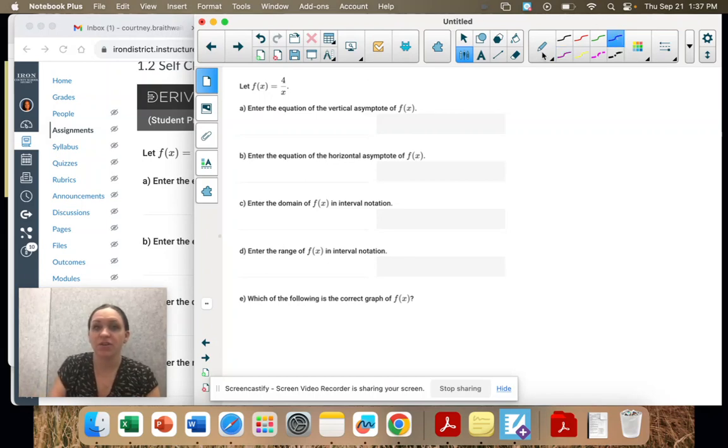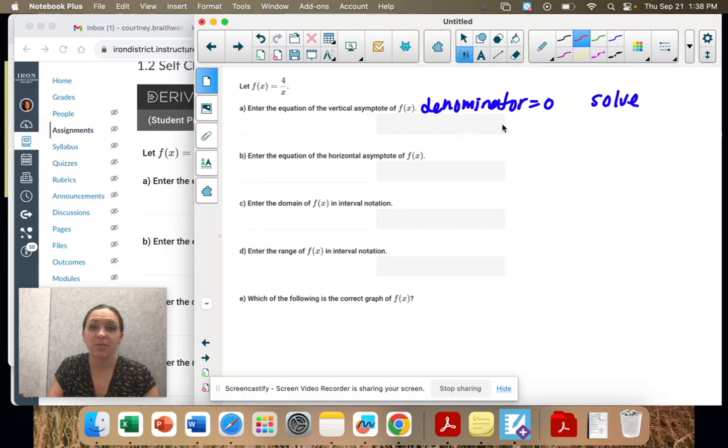To find the vertical asymptote, you set the denominator equal to 0 and then solve. This one doesn't have anything to solve. The denominator's x equals 0, done. That's our asymptote. Love when that happens.